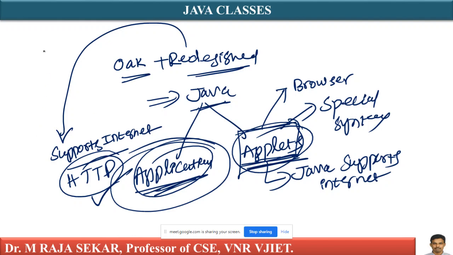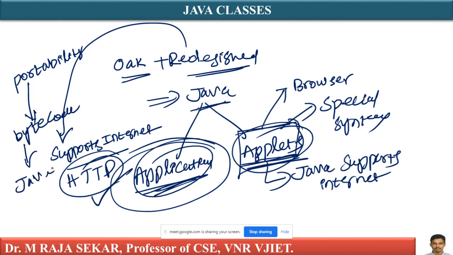Java ensures portability. What is this portability? All these things we will try to understand. Java ensures portability through what? It ensures portability by bytecode. What is this bytecode? We will try to understand after few seconds. Java compiler generates bytecode. Who will generate this bytecode? Java compiler. What is bytecode? We will try to understand.